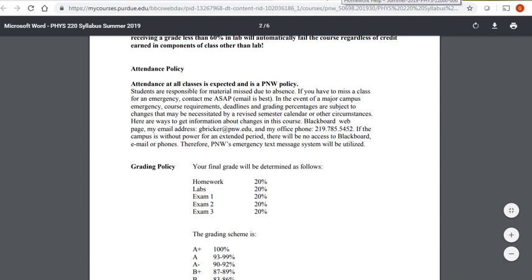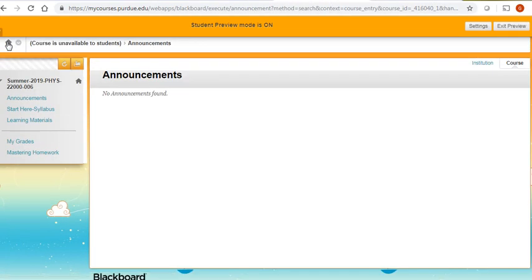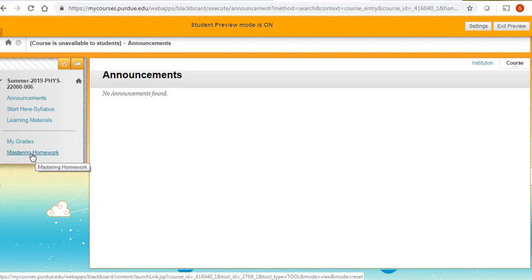Okay, so where do you find this mastering link? Let me go back to the class here and go home. So it looks something like this. Now you see mastering homework here. You have to register for the homework through Blackboard. Don't go to like masteringphysics.com and try to do it that way. It will not work. You have to go through Blackboard. There's no way around that.